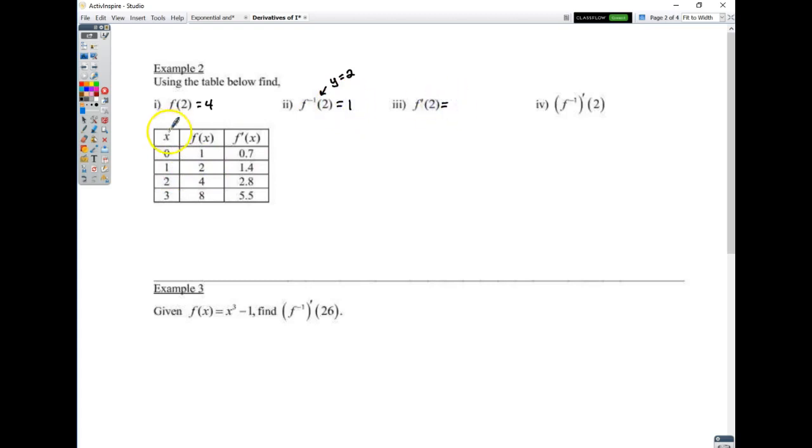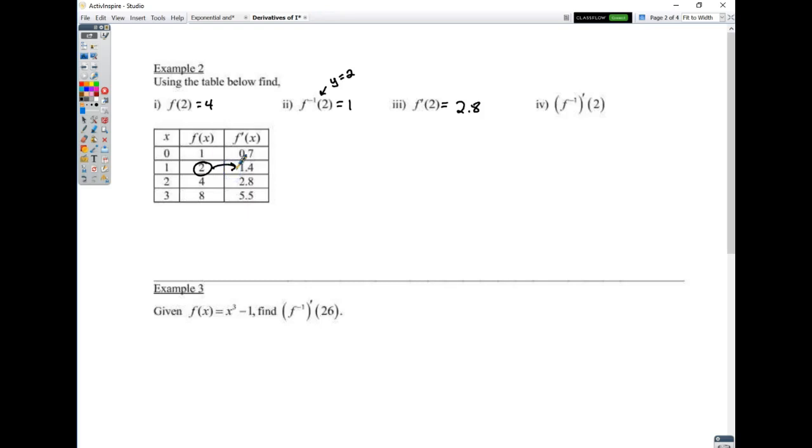The derivative of 2, so I go down where the derivative of 2 is, and I find f prime. That's easy, that's 2.8. If I want to find the derivative of the inverse when that is 2, I have to realize that I'm looking for when the y is 2. So here's where the y is 2. And I want to find the derivative that connects with this. So when I look at this, I find out that the derivative is 1/4.